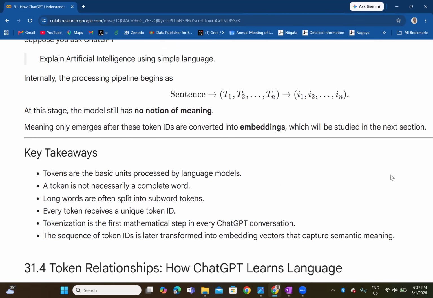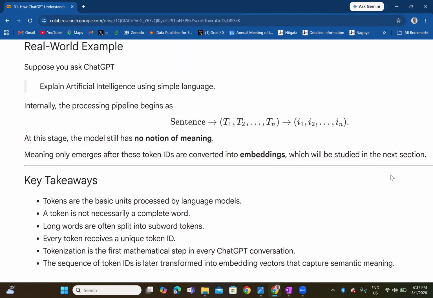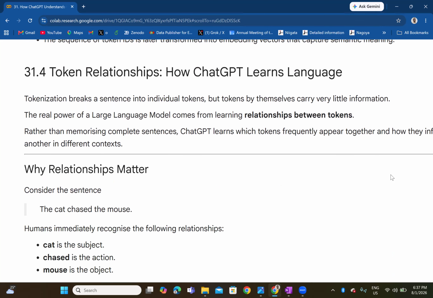So we have some key takeaways here. Tokens are the basic units processed by language models, and a token is not necessarily a complete word. Long words are often split into subword tokens, and every token receives a unique token ID. Tokenization is the first mathematical step in every ChatGPT conversation, and the sequence of token IDs is later transformed into embedding vectors that capture semantic meaning.